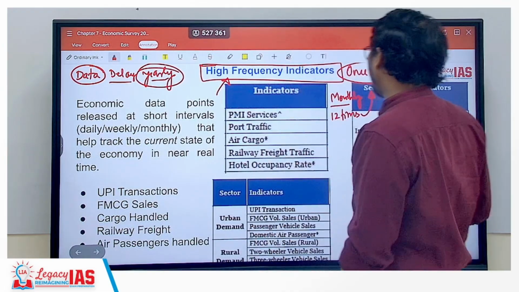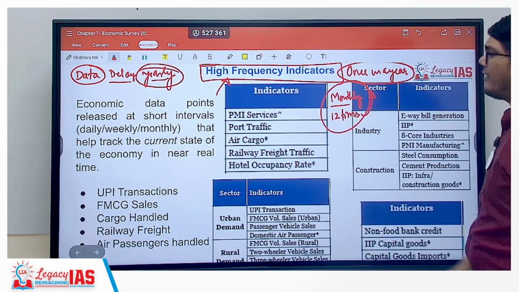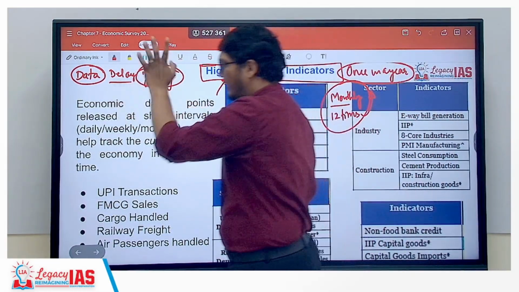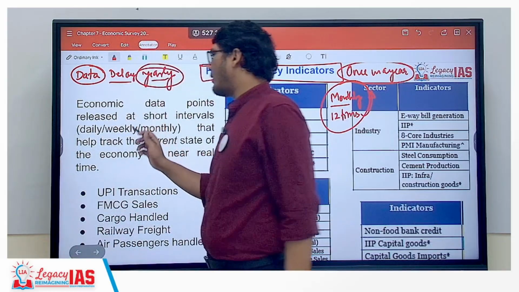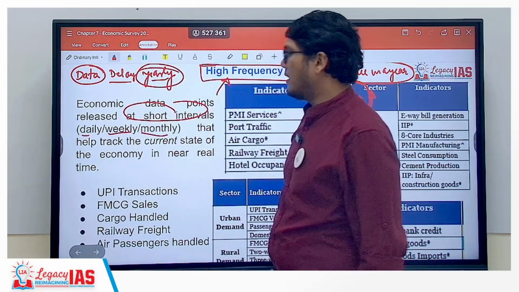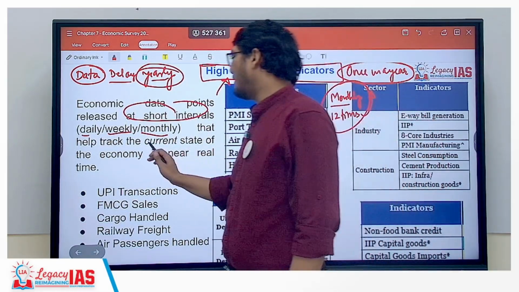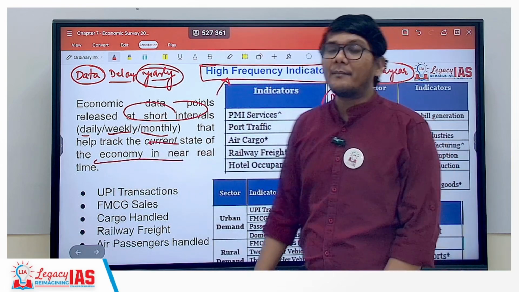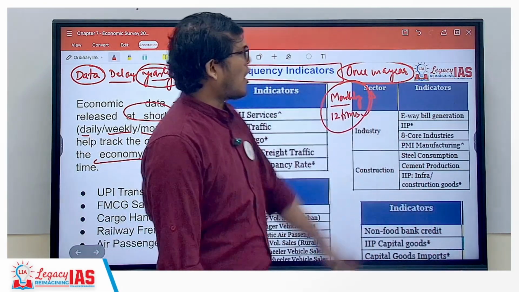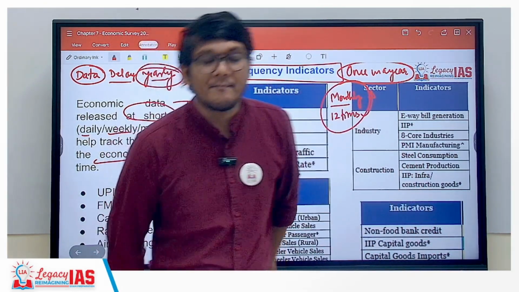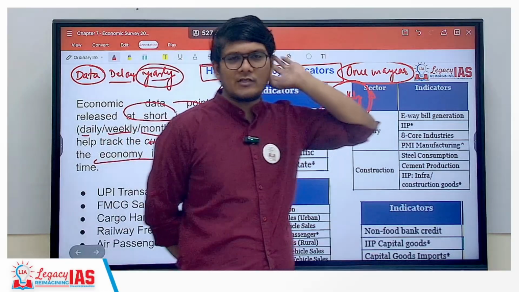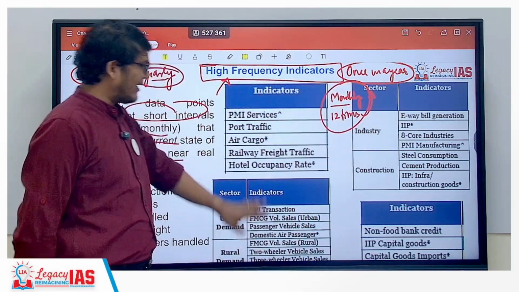So these data which have a high frequency of availability are known as the high frequency data. So this is the definition. They are economic data points released at a short interval, either daily, weekly or monthly. Now what this does is help us track the current state of the economy in almost a real time manner. Now there has been a lot of such data mentioned in the economic survey. They will give you a table, above that they will write high frequency data. So all these high frequency data are here.